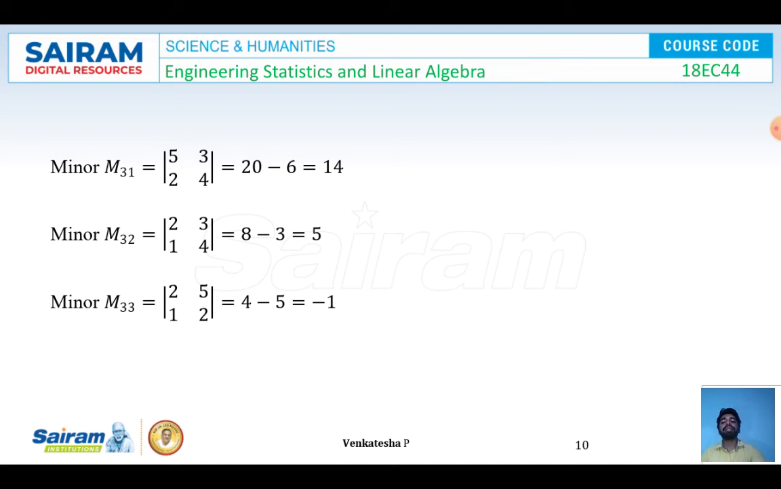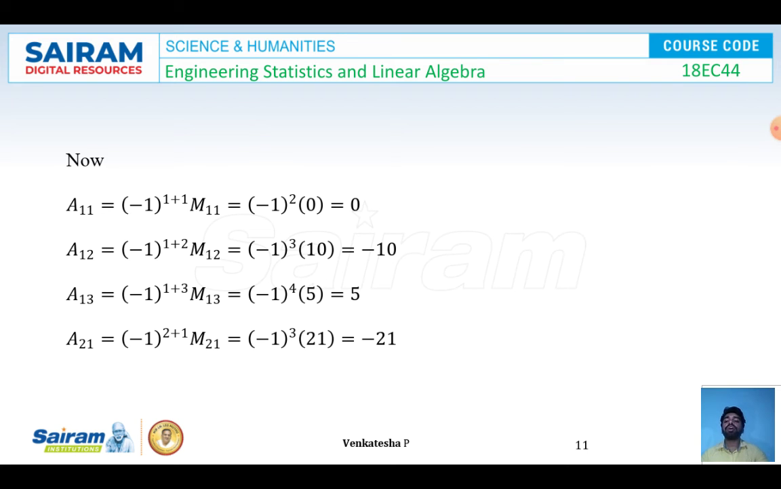Minor M31 will be equal to 20 minus 6, it is 14. Minor M32 will be equal to 8 minus 3, it is 5. Minor M33 will be equal to 4 minus 5, it is minus 1. So after finding all the minors, now I'll be finding the cofactors.